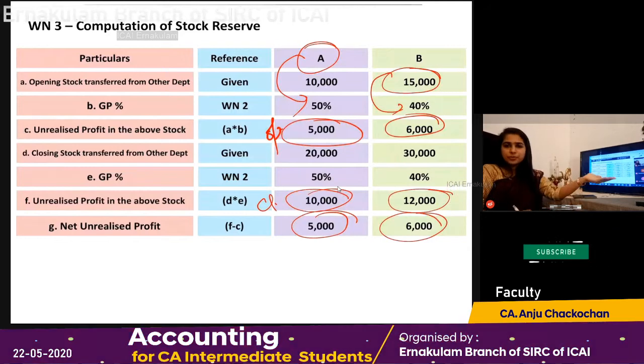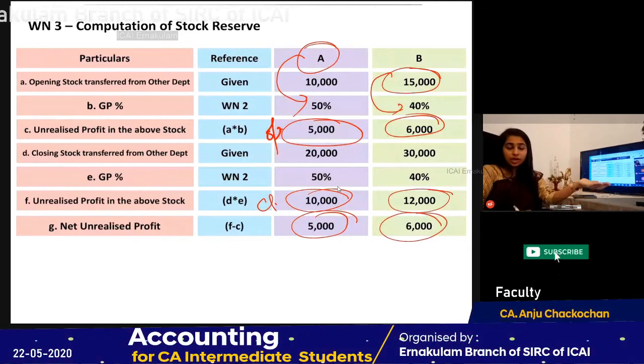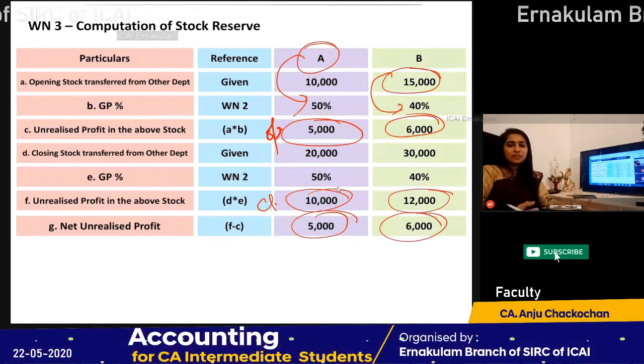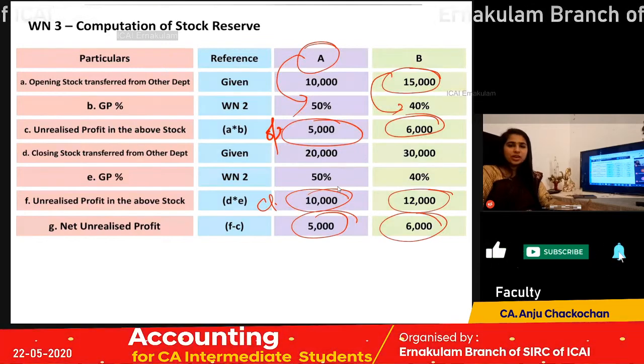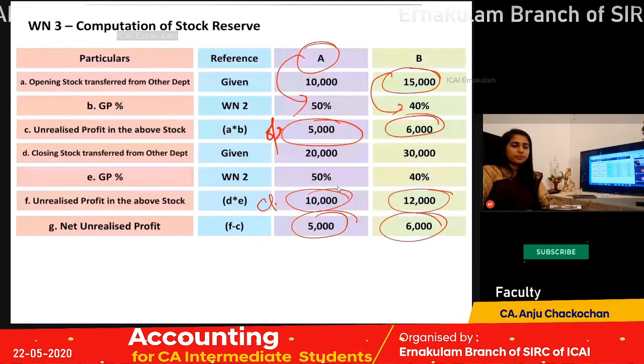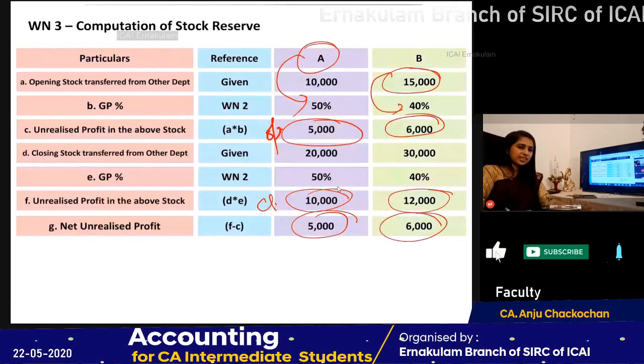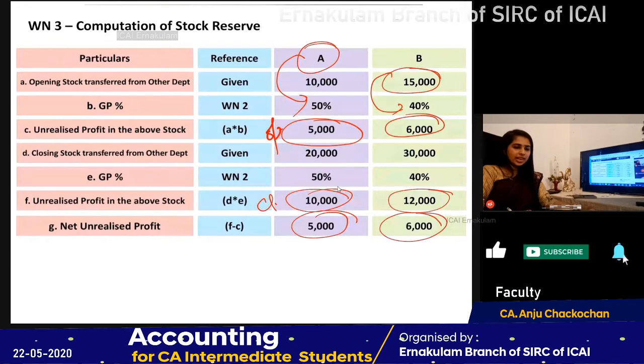You already have the profit from the trading account. And then you just have to reduce this amount of stock reserve and also the general expenses, after which you will be able to find out the final net profit. Make it fast, students. Okay, 10 lakh 14,000.